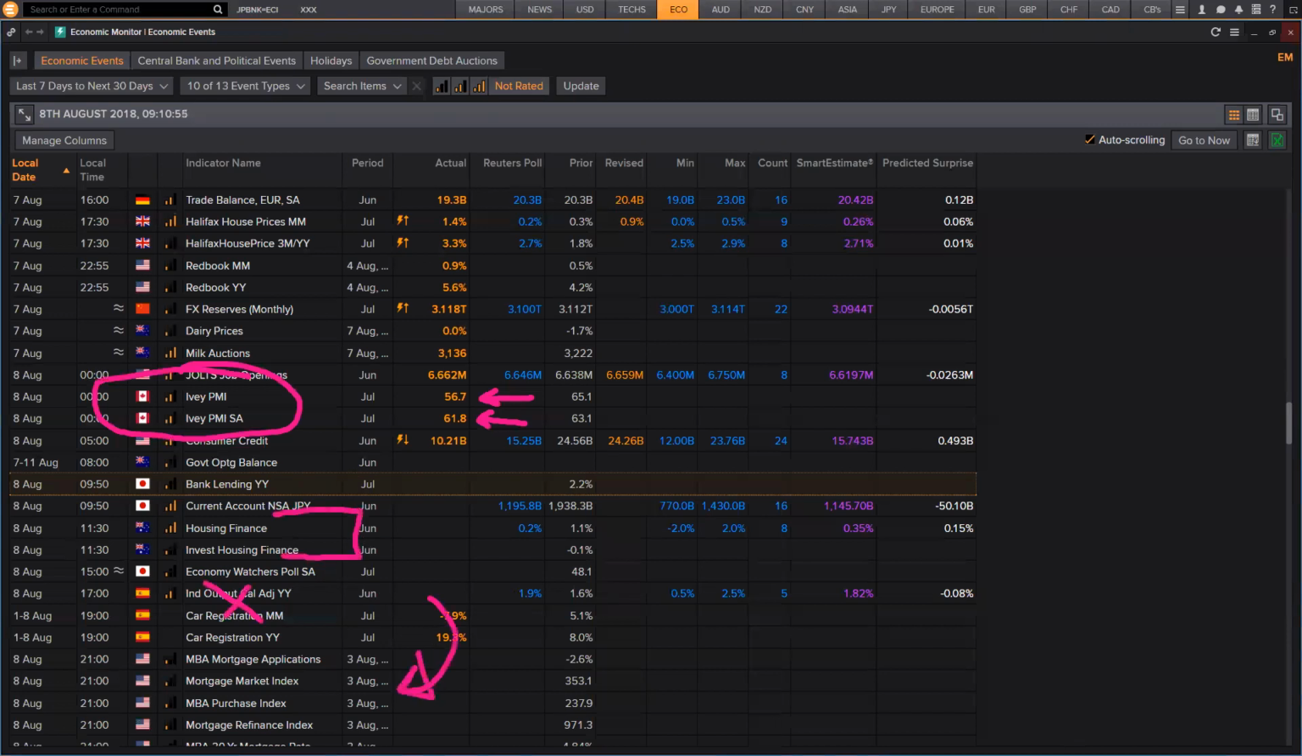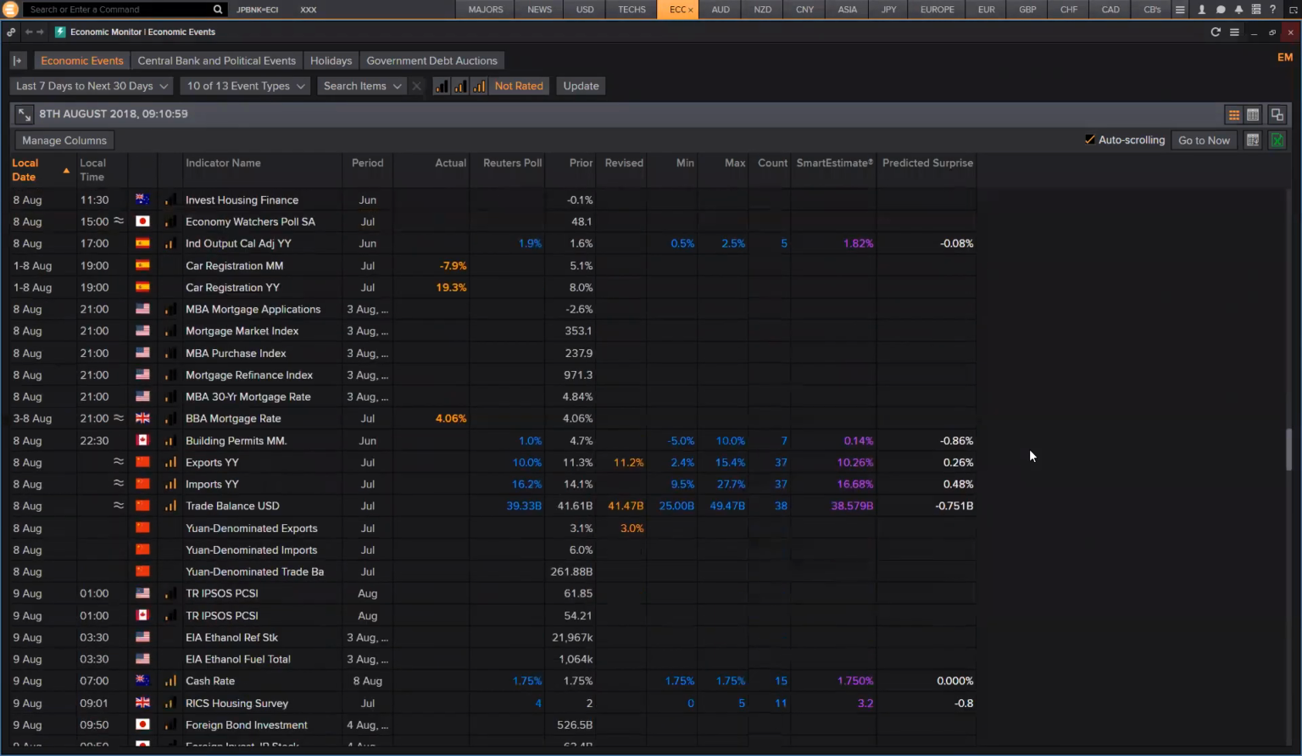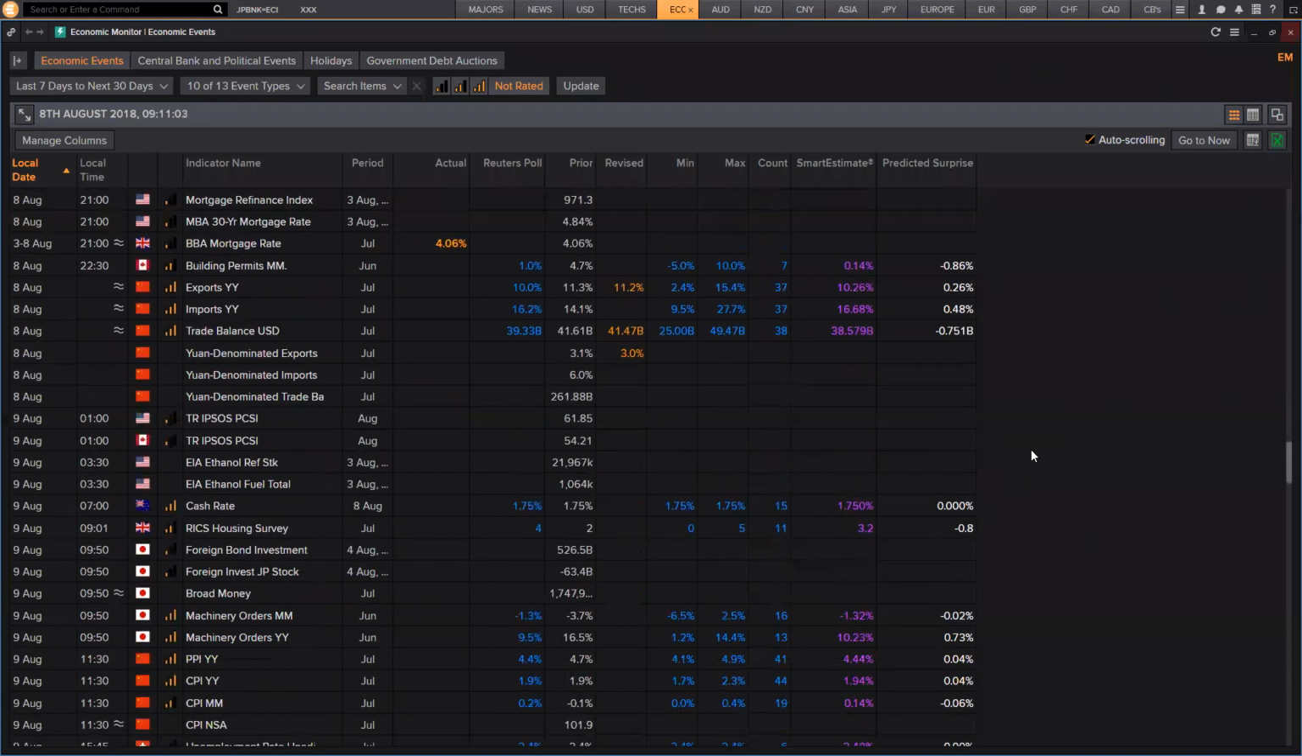There's not a hell of a lot to look at there. So I wouldn't be getting yourself all bent out of shape waiting for something to come out of the US or really the European session, because there's not a lot there. And the next major event is the RBNZ, which is later on tomorrow or first thing in the Asian day.